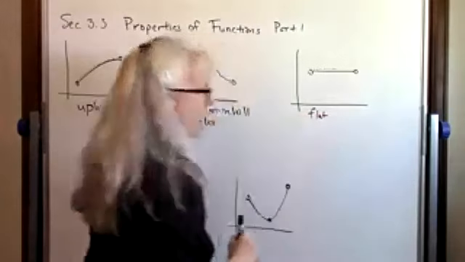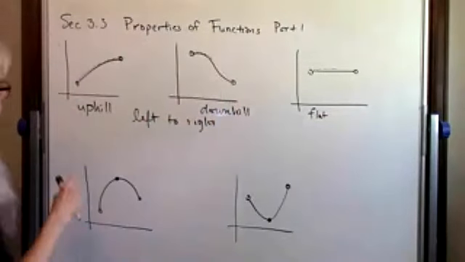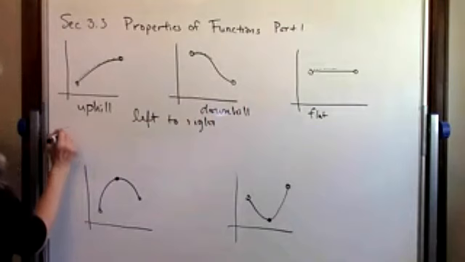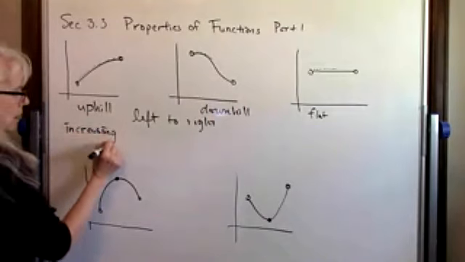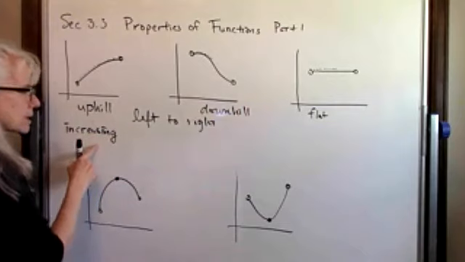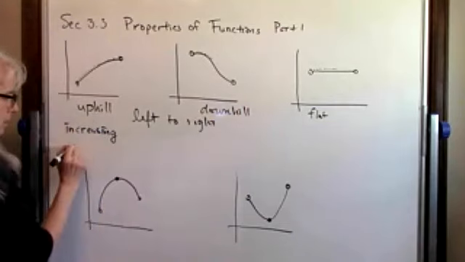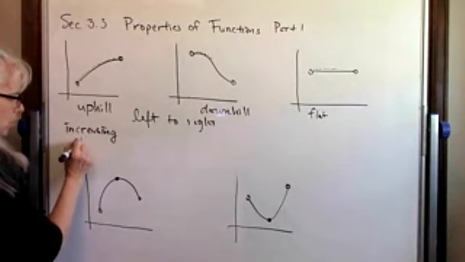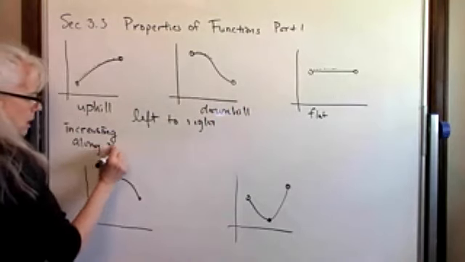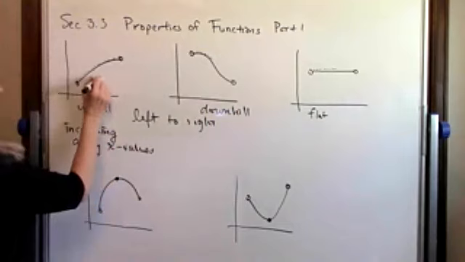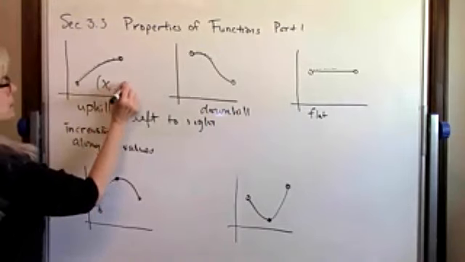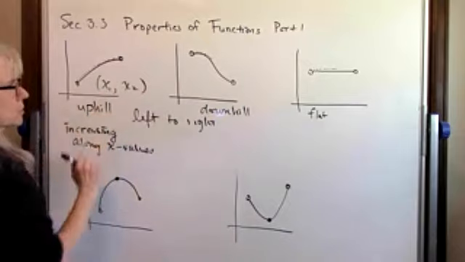So in terms of mathematics, what that translates into is you're going uphill. It means that it is increasing as you're going from left to right. And it's increasing along the x values. So for this particular picture, you'd be increasing from x1 to x2. So notice we're writing it with the x values.